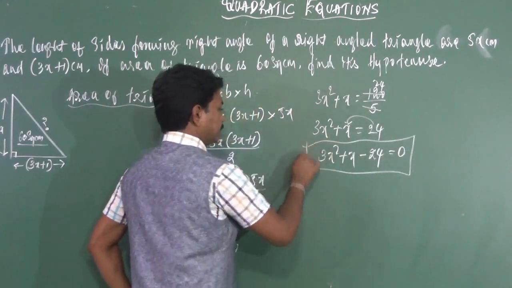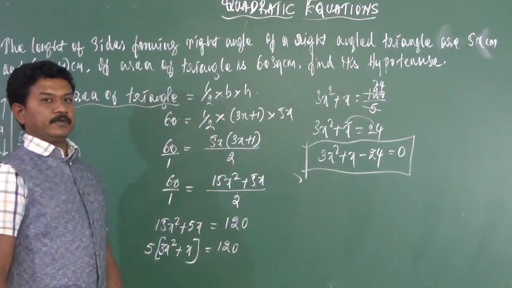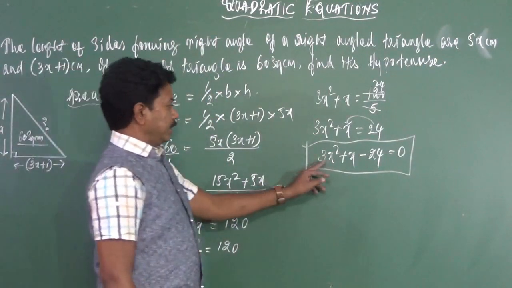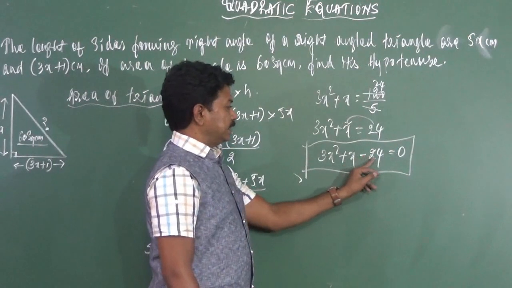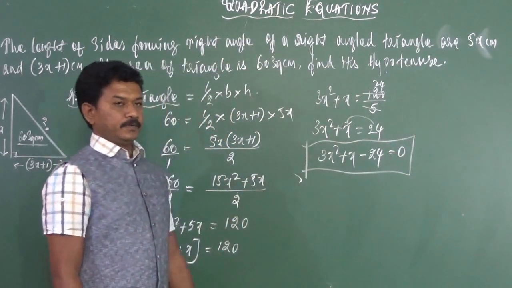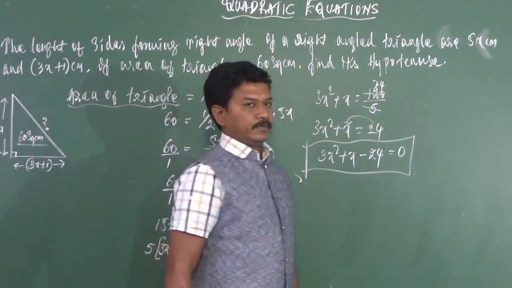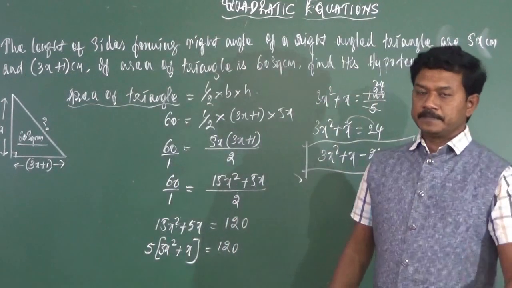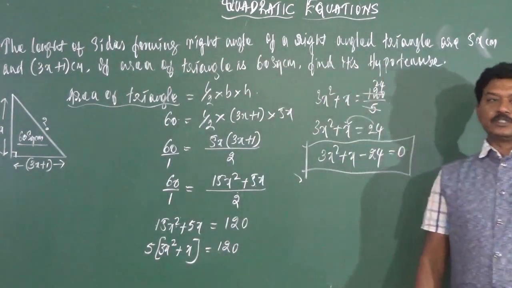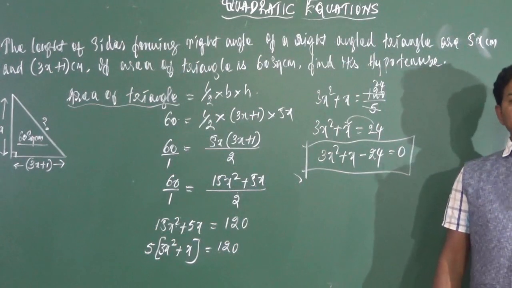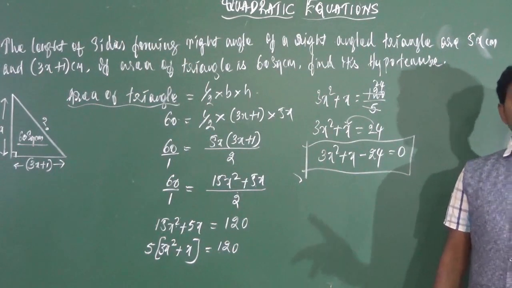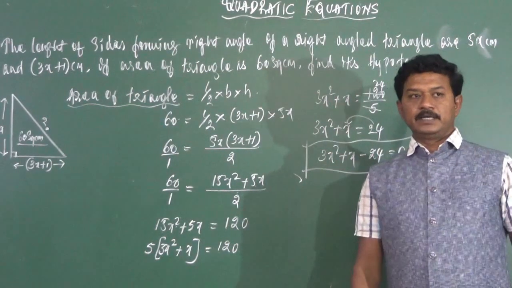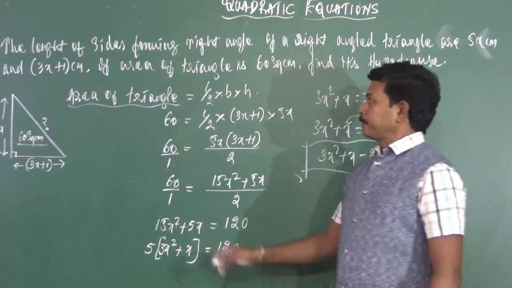So this is the required quadratic equation, which is in the form of ax square plus bx plus c equal to 0. So we can solve this by the method of factorization. You are going to get two roots where you have to consider the positive root only, because length is always positive, right?